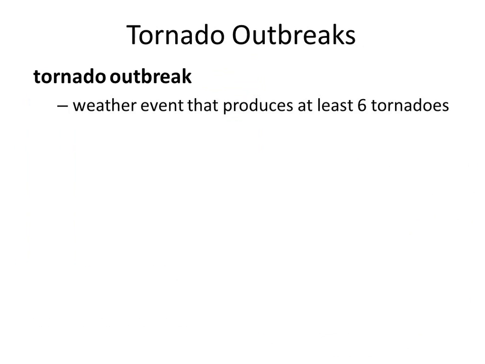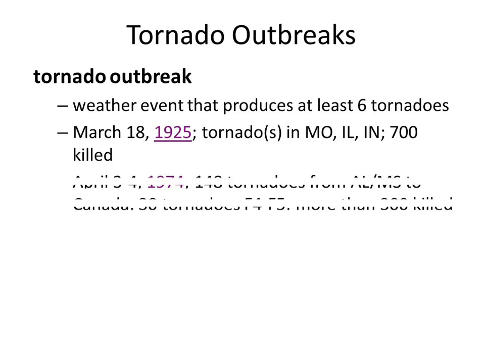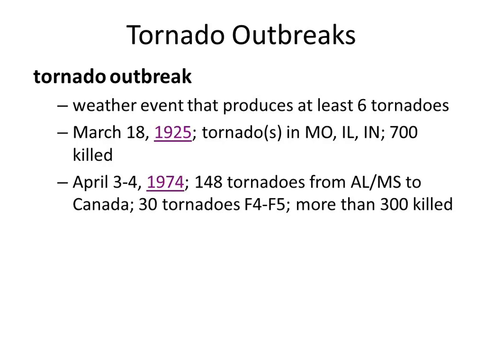So we talked about tornado outbreaks. Basically, it just means that at least 6 tornadoes came from the same weather system. And here are some stats on tornado outbreaks. In 1925, there was the tri-state tornadic outbreak. Killed 700 people. Then in 1974, there were 148 tornadoes on the same day with the same weather system. 148 tornadoes. Notice that 30 of those 148 were the strongest, F4s or F5s. Like, dang.